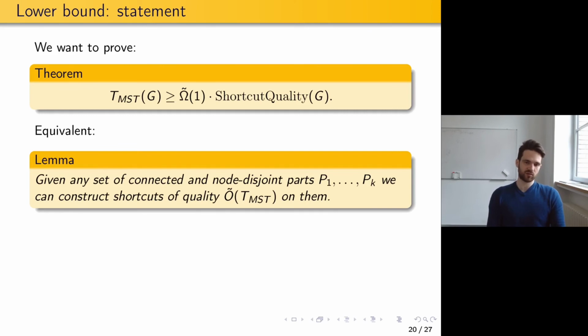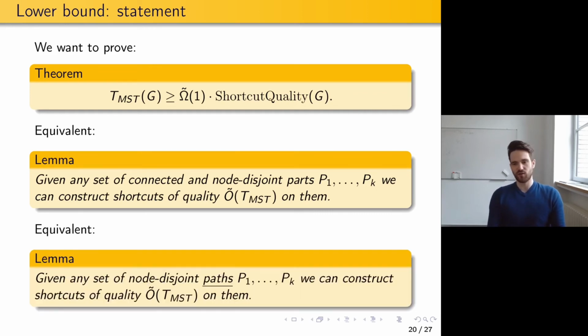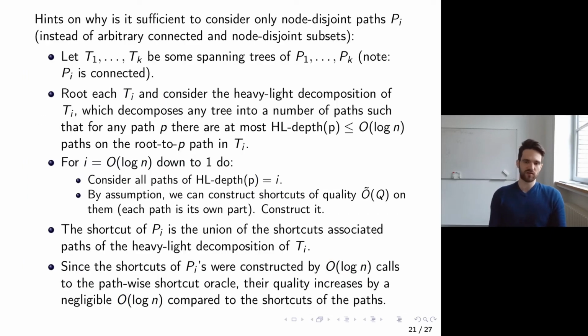The first idea that I would like to observe is that we can actually assume that the parts are not general node subsets, but they're only paths, like s_i-t_i paths, which have a much simpler structure. So we state the theorem in the following equivalent way. Given any set of non-disjoint paths, P1 to Pk, we construct T_MST shortcuts on them. Alright. So the question why this holds, I'm not going to go much deeper in it, but the idea is to use a heavy light decomposition and then just apply the path theorem to construct general shortcuts on any general parts. If you'd like to know the details, I actually put some hint on the next slide. So feel free to stop here and see how it actually works if you're interested in it.